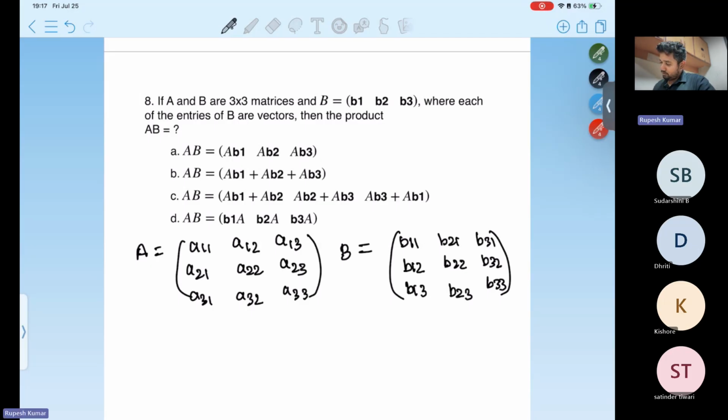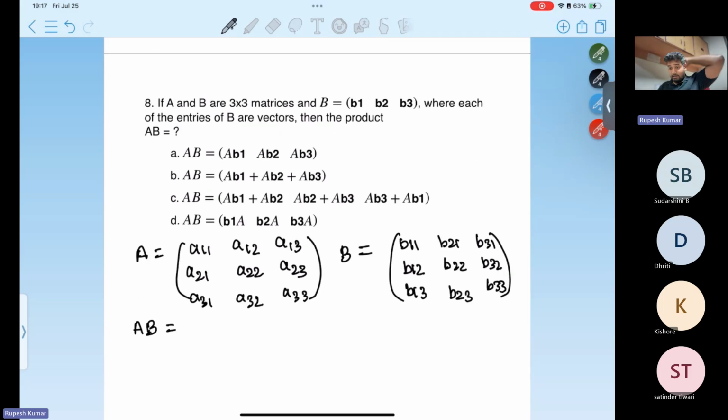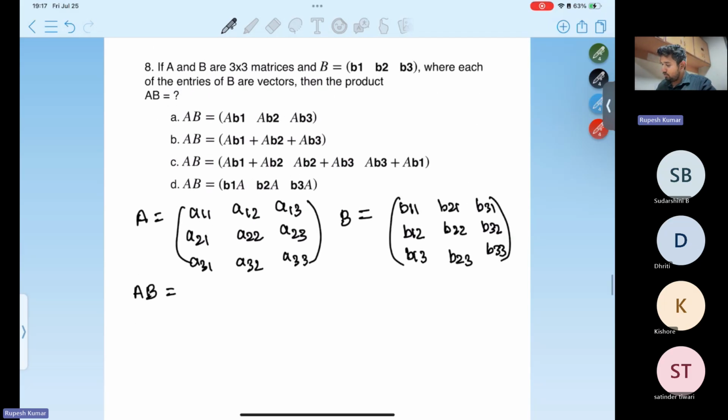So the question is, what will the matrix product look like, right? What is the meaning of A into B? This is not a cross product. This is basically AB, right? So what will be the value of A into B? Everyone, do you remember the matrix multiplication algorithm? I hope so, right?